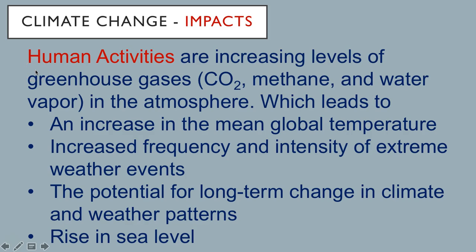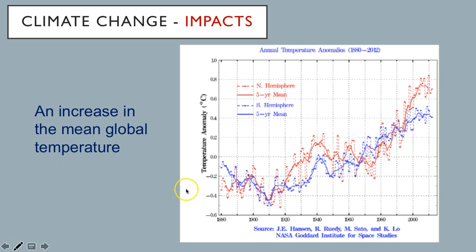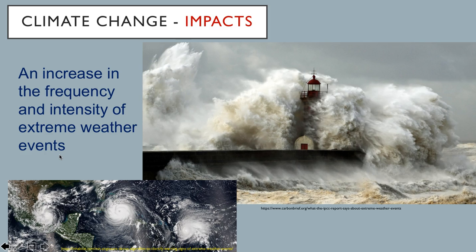Human activities are increasing levels of greenhouse gases in the atmosphere, which leads to an increase in the mean global temperature, increased frequency and intensity of extreme weather events, the potential for long-term change in climate and weather patterns, and rise in sea level. There will be an increase in mean global temperatures. We have already talked about this correlating with rises in carbon dioxide levels. There will be an increase in the frequency and intensity of extreme weather events.